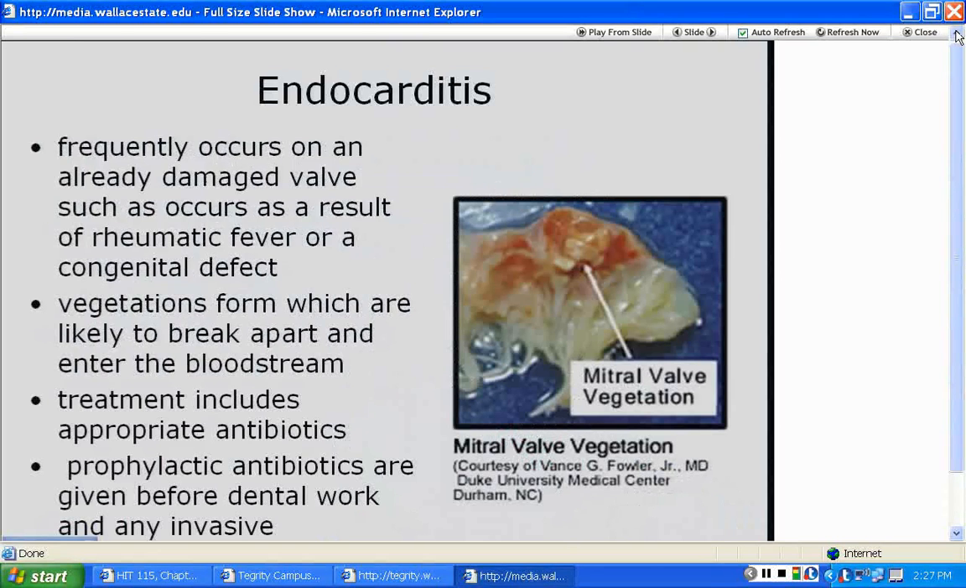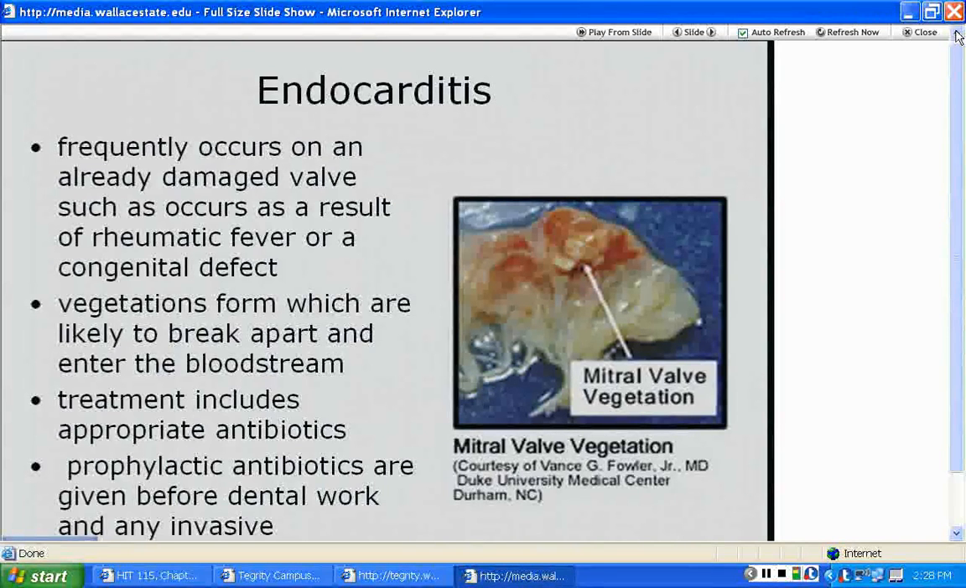The thing about endocarditis is that there's a certain group of individuals that are more likely to develop it. And those are people with an already damaged heart valve. Someone that has a congenital defect of a heart valve. Or someone that had rheumatic fever as a child and has developed a heart valve defect. Someone that has mitral valve prolapse. Anyone that has any type of damage or disease of their heart valve.